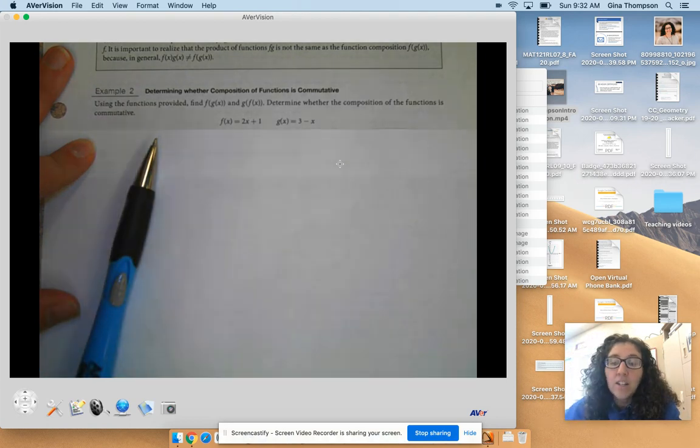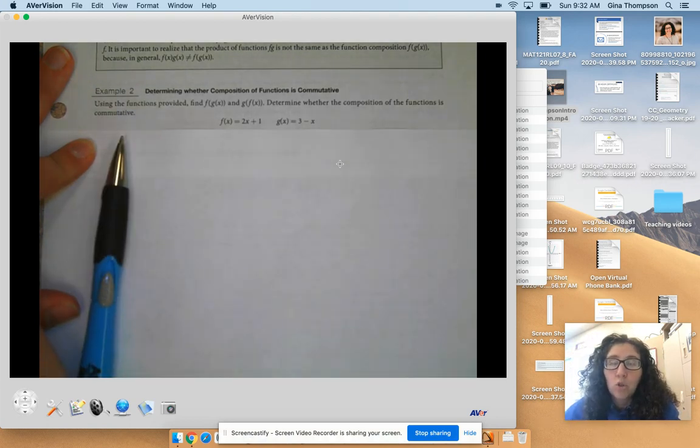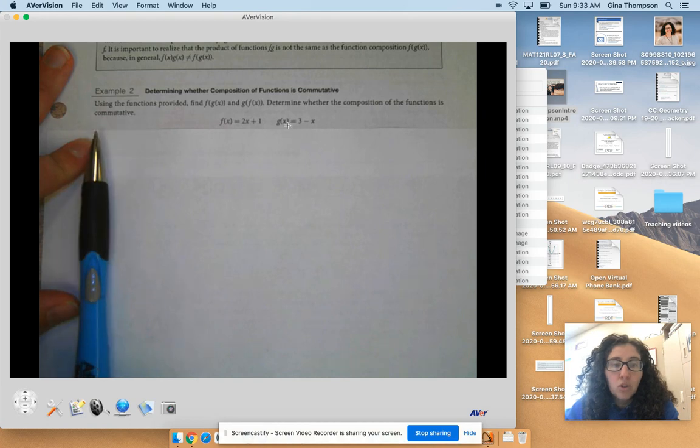It's like addition is commutative with real numbers. So 2 plus 3 is the same as 3 plus 2. The order doesn't matter. Okay, do you think that's the case for composition of functions? Are these going to be equal to each other? Well, let's find out.